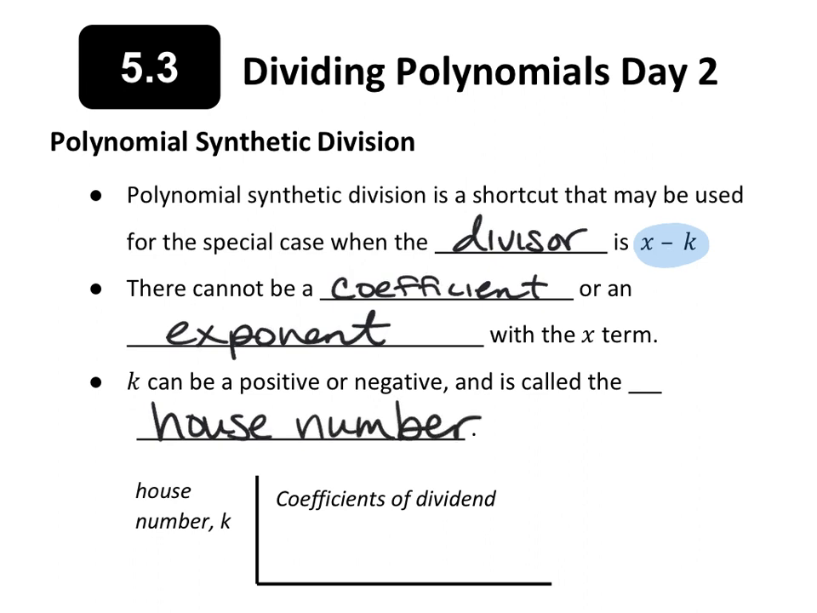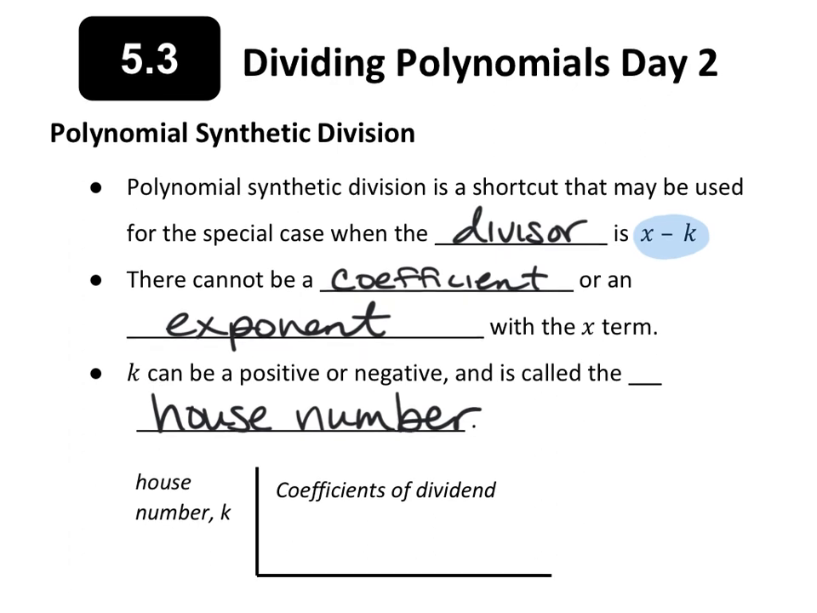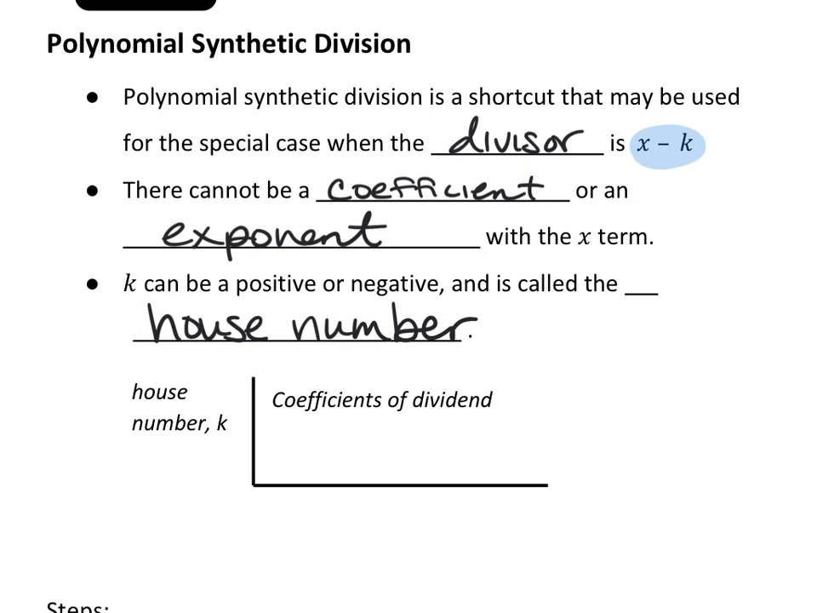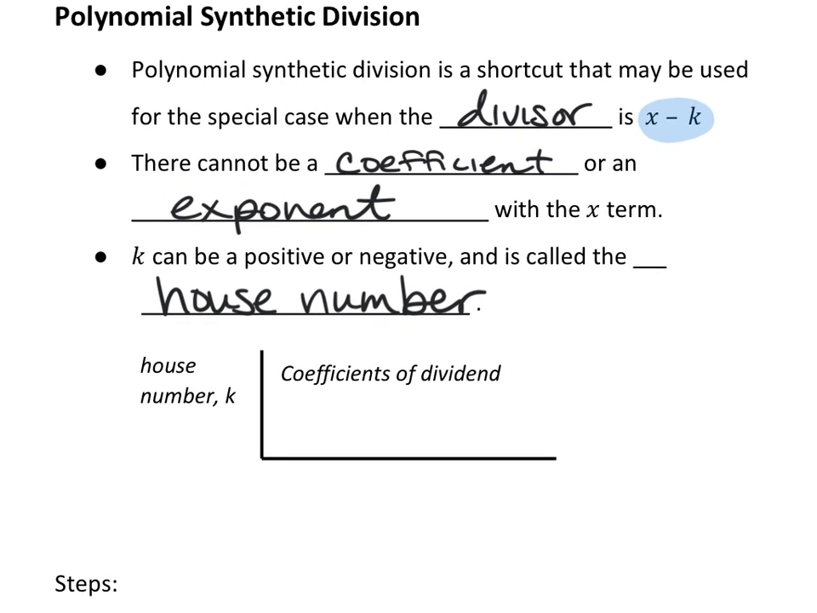Okay, so similarly to long division, a number will go outside the little house, but synthetic division is different. Synthetic division is not set up the same way. You don't have the typical house that you had when you did elementary school division. Synthetic division, the house is flipped over. So you see this example here? You're going to put that house number, K, on the outside of an upside down division box or division house.